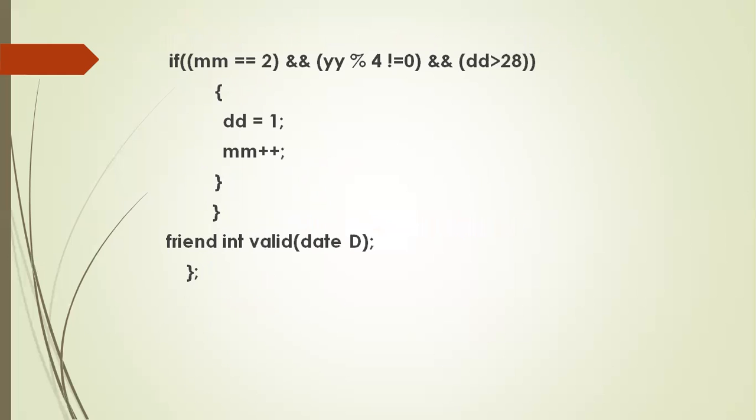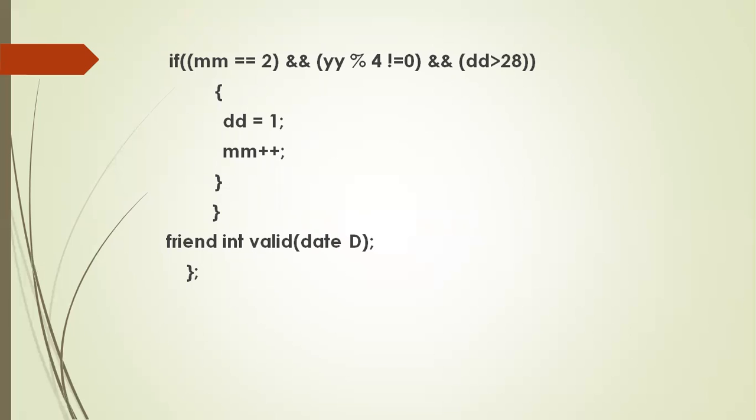The last possibility is, the month is 2 and it's not a leap year, and in that case, the maximum original date is 28/2/1981. After incrementing, what does the date become? 29/2/1981. But 1981 is not a leap year. So the month is 2, it's not a leap year, and the date value is greater than 28. That is also true. In that case, again, the date is set to 1 and the month is incremented. So we have now considered all the possibilities of finding the next date.